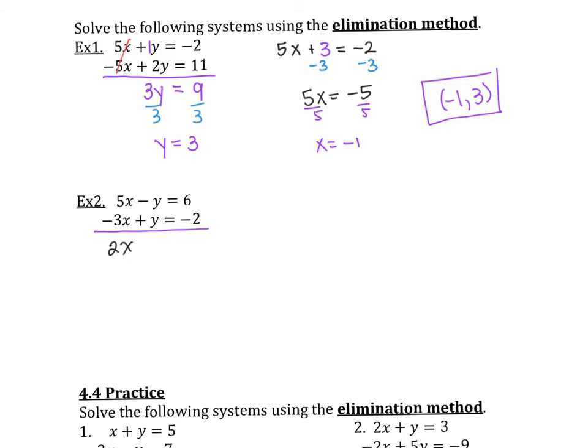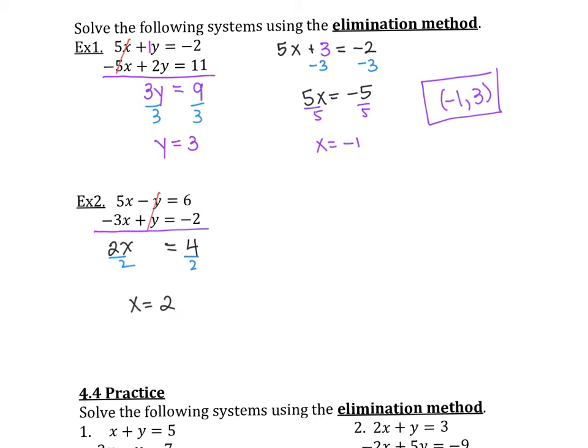Okay, for the next column, I have a minus y plus y. Minus y plus y is going to cancel. Equals. Okay, and then I have a positive 6 minus 2. Okay, so 6 minus 2 is 4. Okay, so I have 2x equals 4. I'm going to go ahead and solve for x. Okay, I got x equals 2.